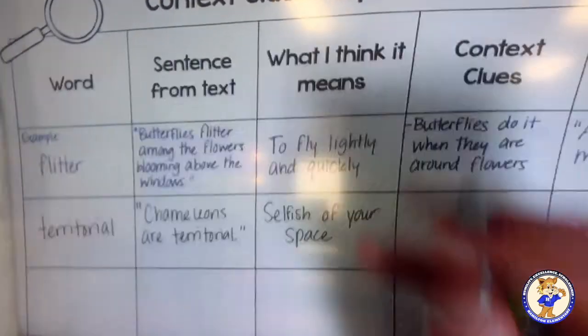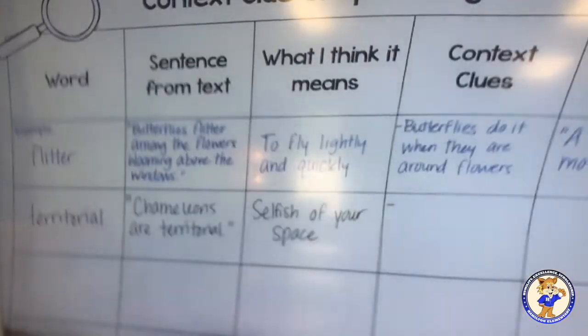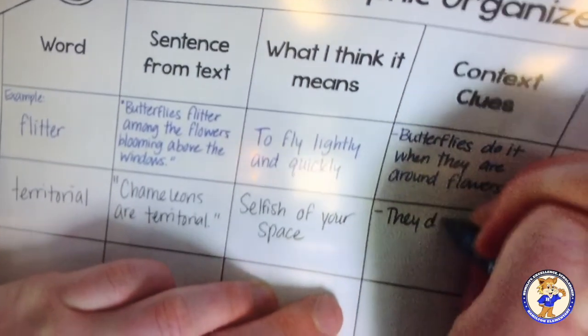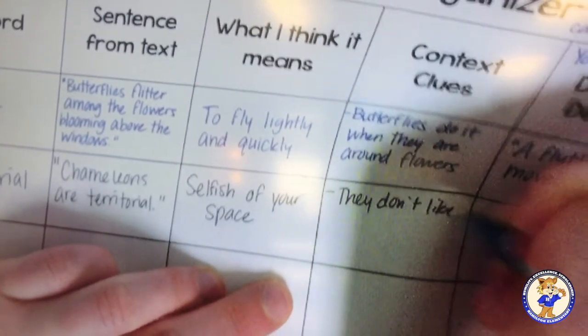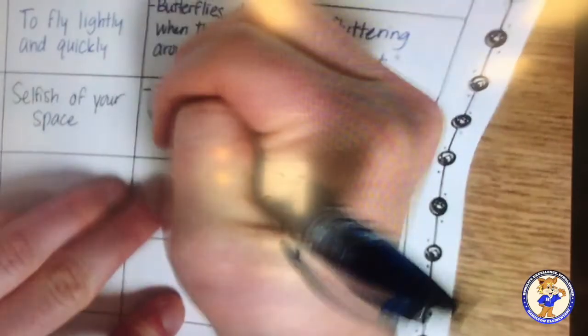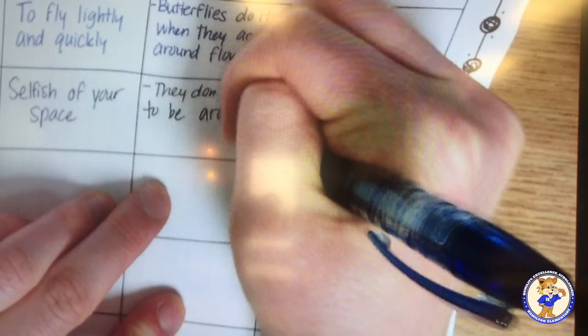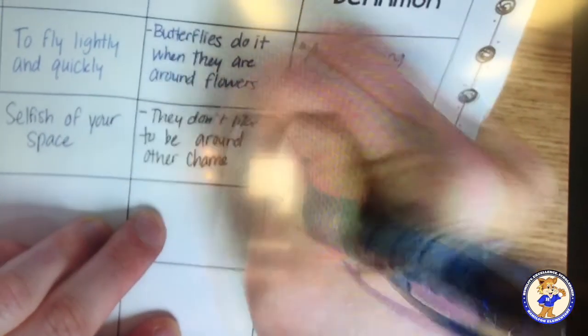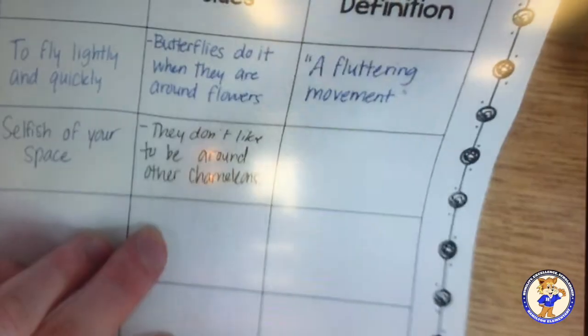Context clues, okay? I can paraphrase the text evidence that gives me that context clue. They don't like to be around other chameleons. So there's my context clues.